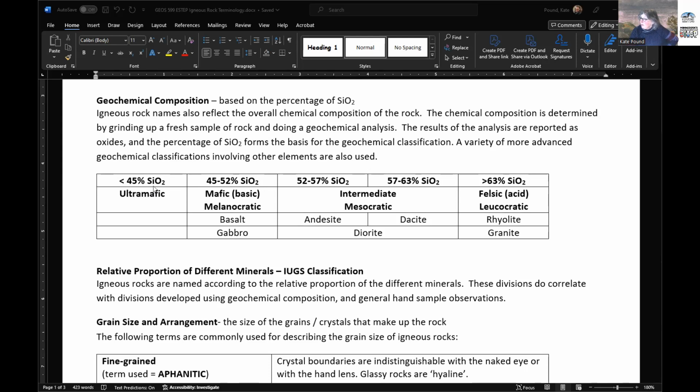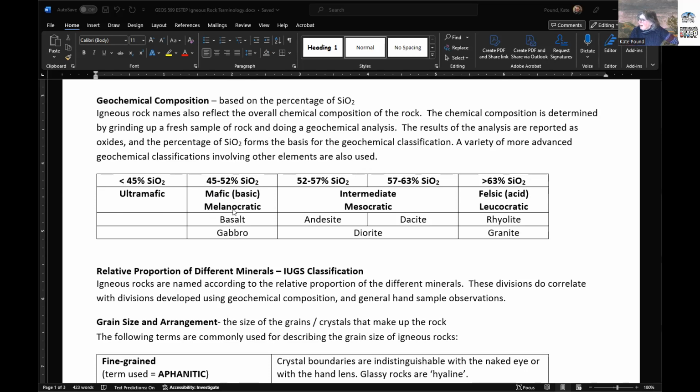So here we're actually going from less silica to more silica. And this is different to the direction on that classification I drew out. So if there's less than 45% silica, it's called ultramafic. If there's between 45 and 52% silica, it gets called mafic.